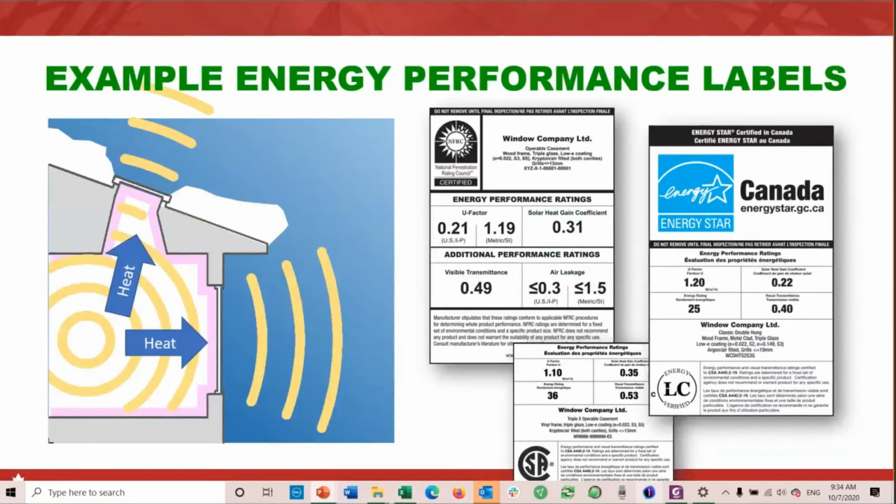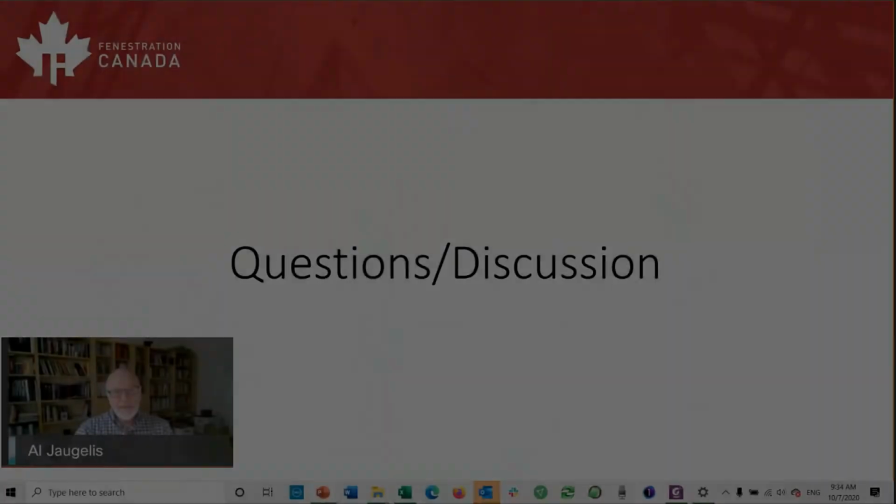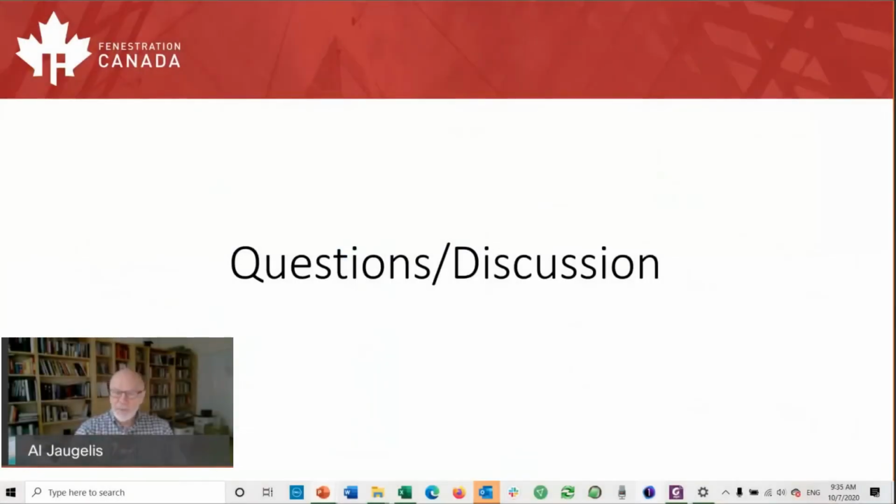So this slide shows sample energy performance labels with a graphic that again shows you the context in which these labels apply. And I'll make these two slides available to you so that you can use them for your purposes when you're communicating with builders or other parties about product labeling. So that ends the presentation portion, and I'll be happy to take questions from those online.